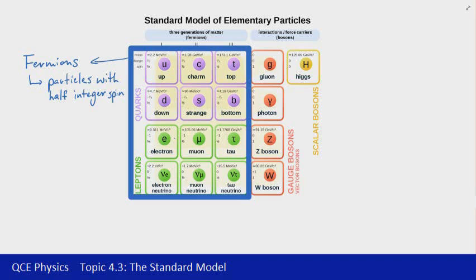So something to keep in mind. You can see there too that the fermions are broken down into two smaller categories. This group at the top are known as quarks, and we'll deal with quarks in a bit more detail in a coming video. This group down the bottom are known as leptons, and again we'll cover those in much more detail in a subsequent video.